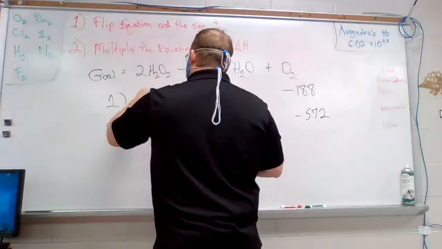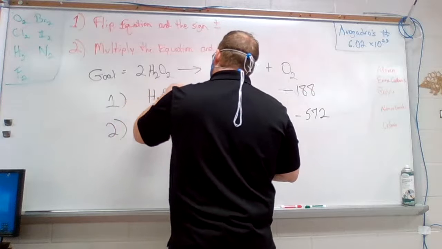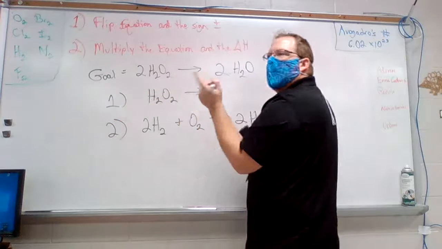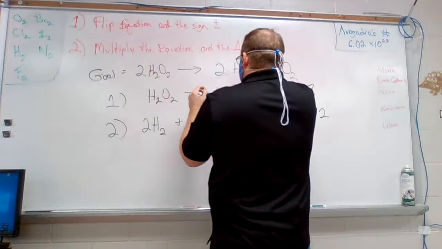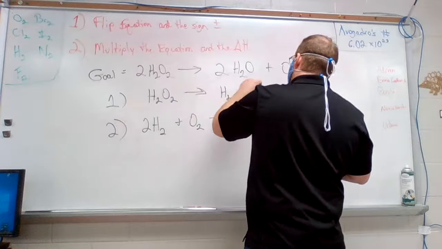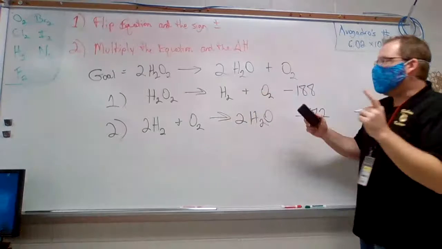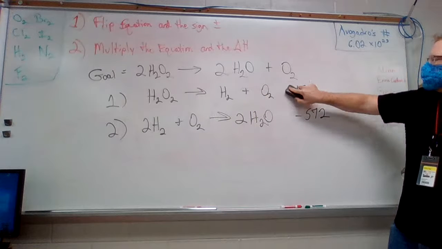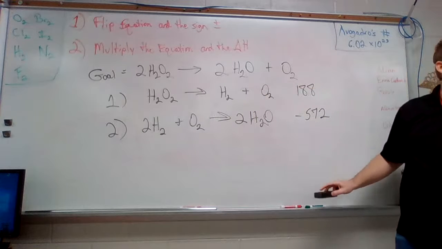And it's going to be H2O2 goes to H2 plus O2. How many H2s though? One H2. All right, one H2 plus one O2. Okay, and when I flipped it, what do I do? I change the sign. So now I'm positive 188, right?